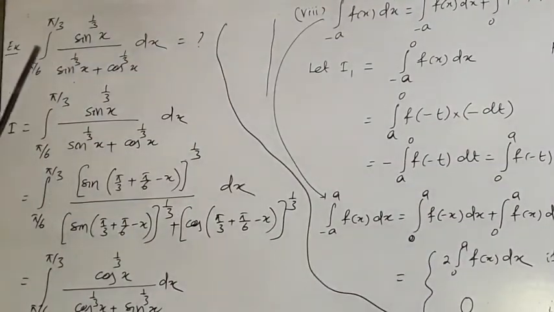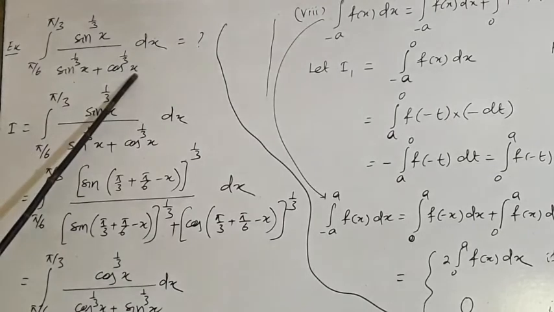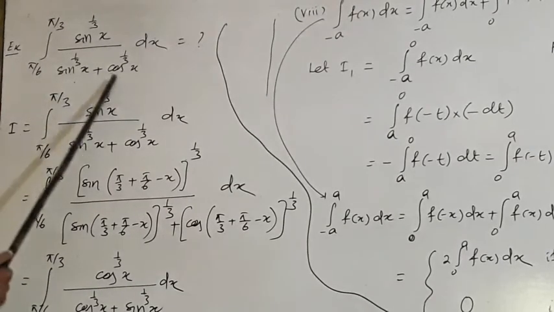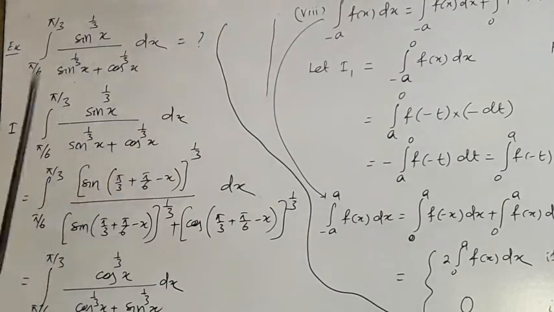Now look at here. This is the problem related to the property VII. Integral of sine to the power 1 by 3 x upon sine to the power 1 by 3 x plus cos to the power 1 by 3 x dx from pi by 6 to pi by 3. Pi by 6 means it is 30 degree. Pi by 3 means 60 degree. Now look at here. Take it as I. I is equal to what? Pi by 6 to pi by 3 and the function is written here. Okay. Now look at here. It is 30 degree, it is 60 degree. If they add, you will get 90 degree.